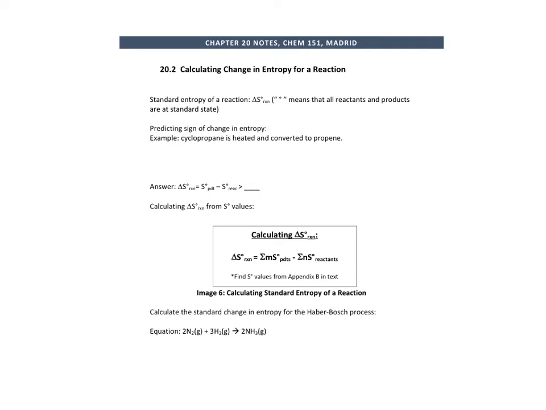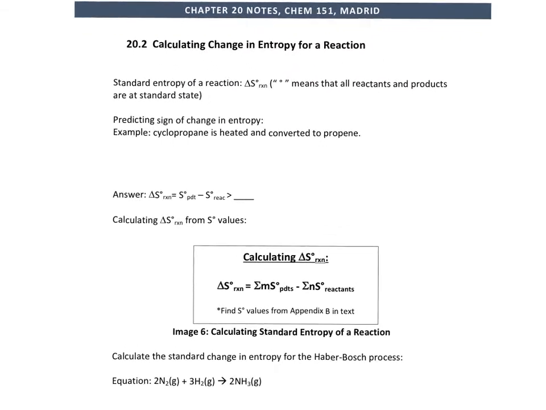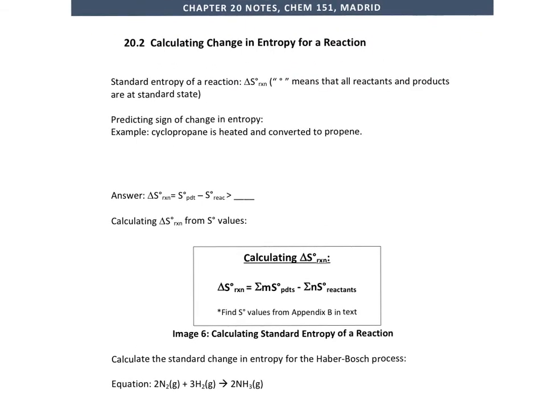Let's jump into 20.2, calculating change in entropy for a reaction. So just defining terms first, standard entropy of a reaction, which is given the symbol delta S naught. Delta S naught of reaction, that little degree sign right here just means that all reactants and products are at standard state. That means that it's at 298 K, a pressure of 1 atmosphere, etc.